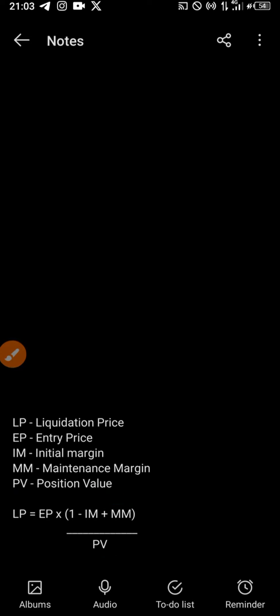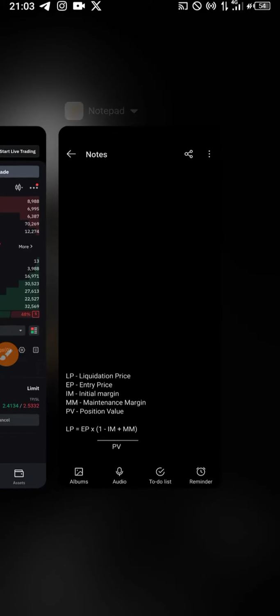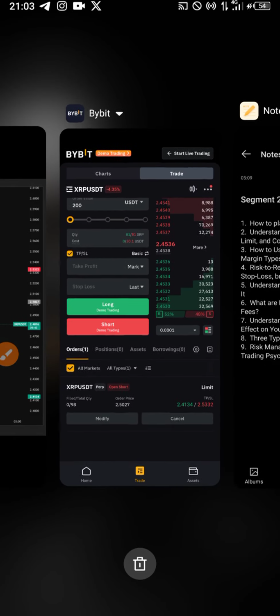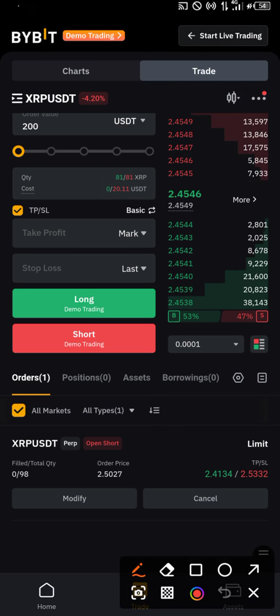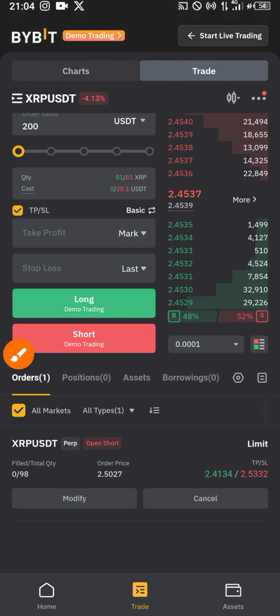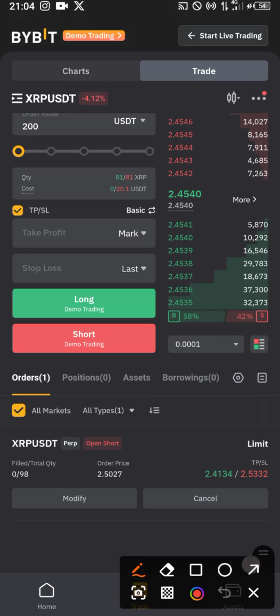Now let me quickly show you how you can get these. The first is LP. Liquidation price equals to EP. What is EP? Entry price. How do you get your entry price? If you come here, for this limit order, what is your entry price? Your entry price is this, 2.5027. That's your entry price.